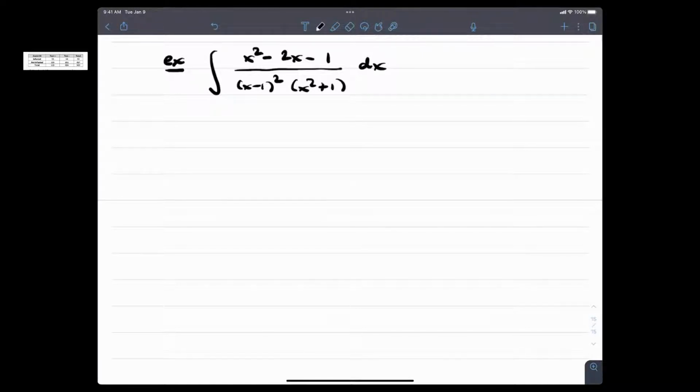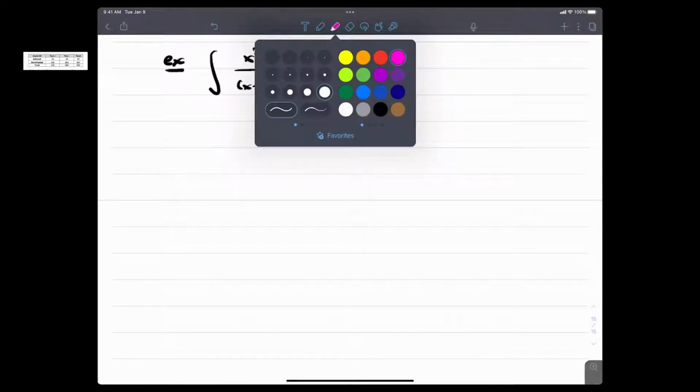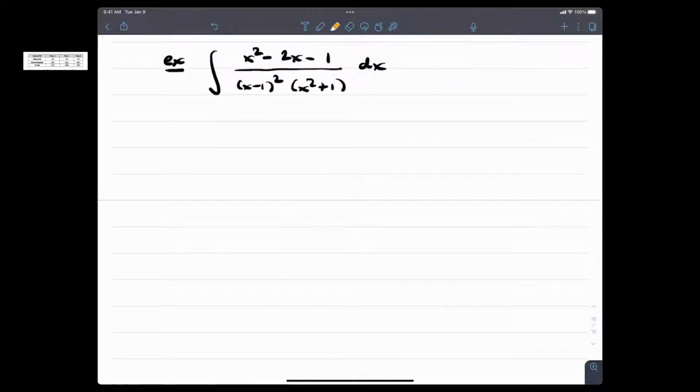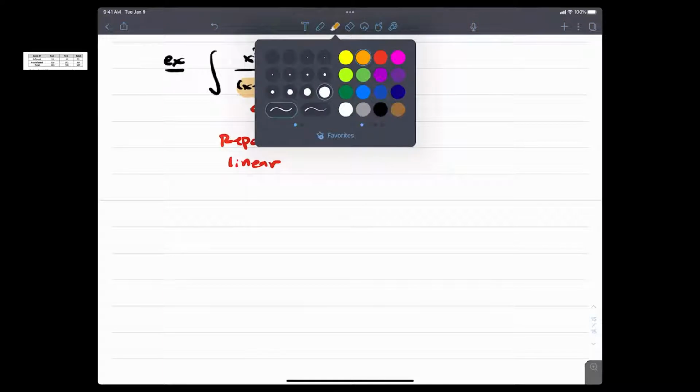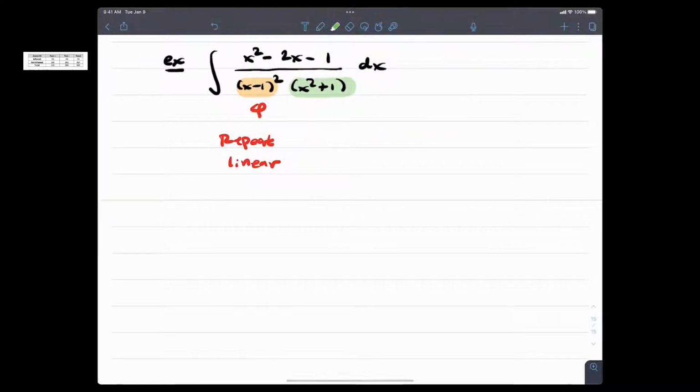How would you guys describe this when you look at it? What would you describe it as? This portion is linear, is that right? So you're going to call this what? Repeat linear. Okay, there's a repeat linear. We know what to do with that factor. And then this is going to be, what is that one called? It's a quadratic. It's not a repeat quadratic, and it's only one quadratic. Is that right?